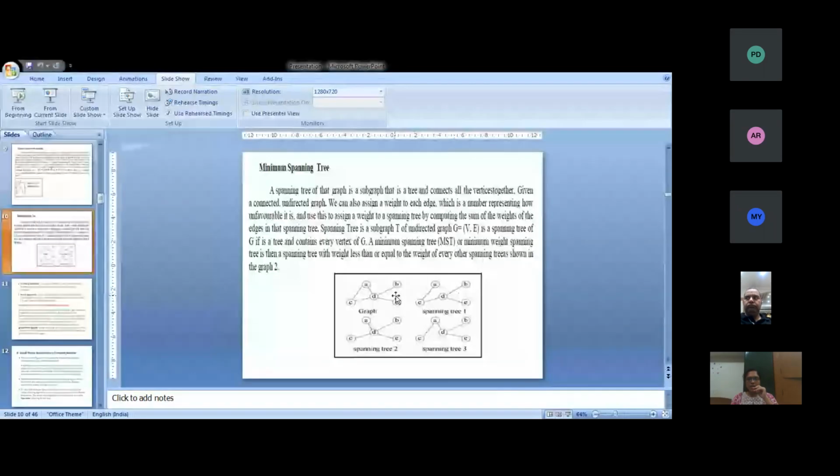So see here, you are having an example. This graph, we are having a spanning tree 1, spanning tree 2, and spanning tree 3. So these are the possibilities for the spanning trees. All the spanning trees have all the vertices, but we have to find the minimum spanning tree. That is, we have to find the minimum weight of the spanning tree. That is, the weight of the graph should be low. So comparatively with the other graphs, which graph gives you the lowest weight? That is your minimum spanning tree.